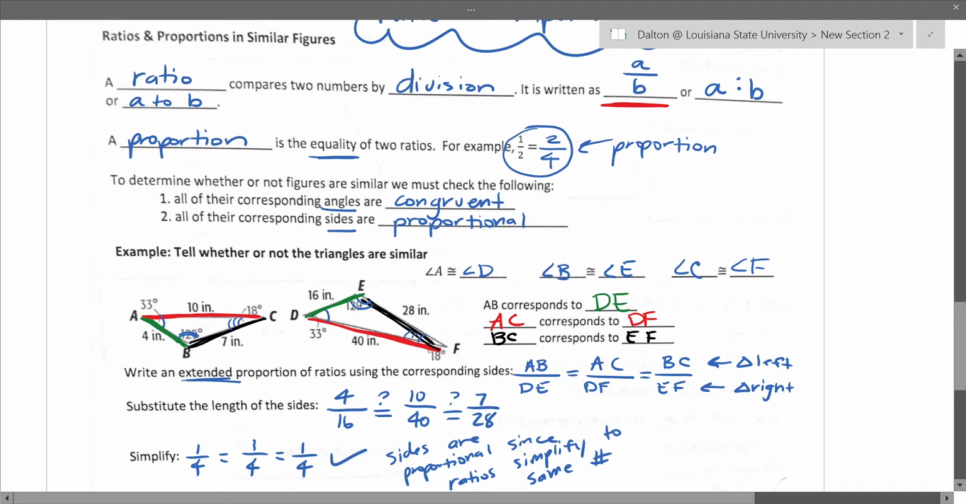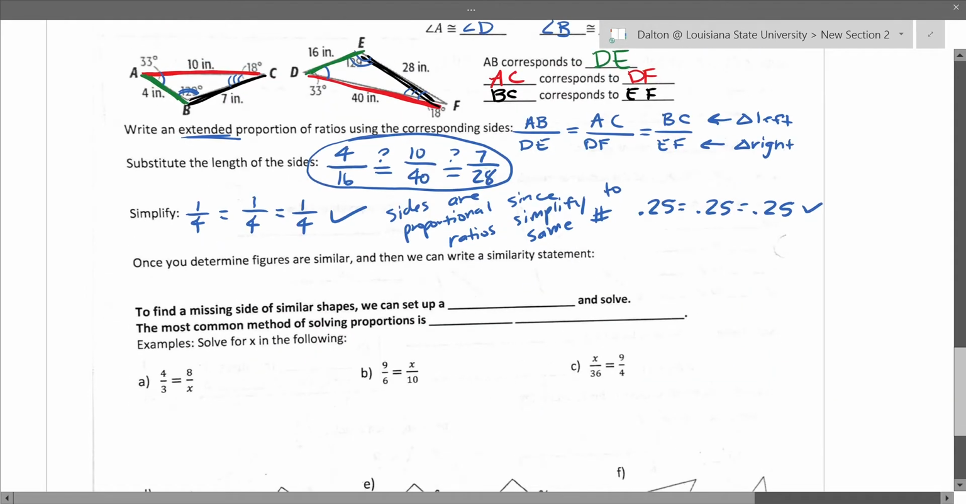So that's how we know the sides are proportional, because the ratios, when you divide these 3 numbers here, simplify to the same number, which is 1/4, or you could have also just done it in decimal form, and you would have gotten 0.25, which is equal to 0.25, which is equal to 0.25. So either way, they were all the same, proving that they are proportional.